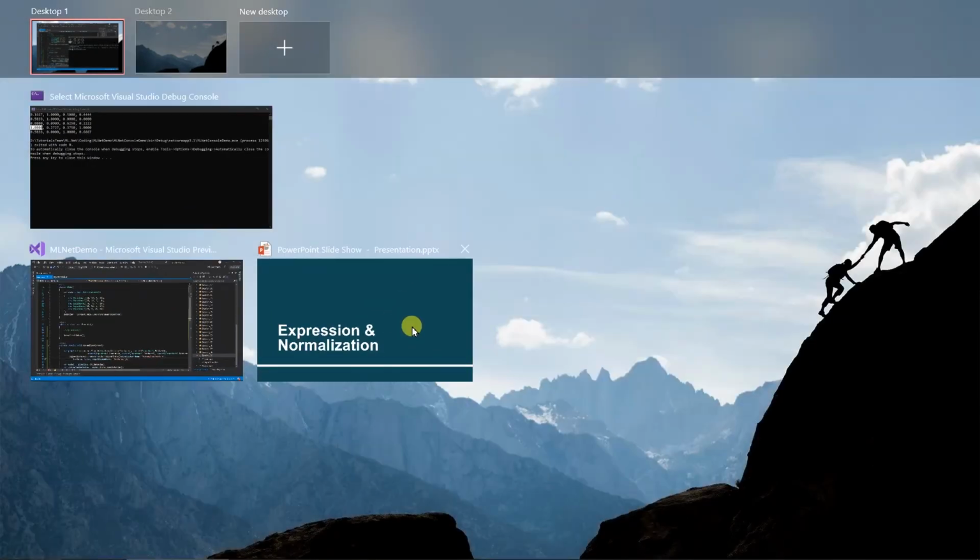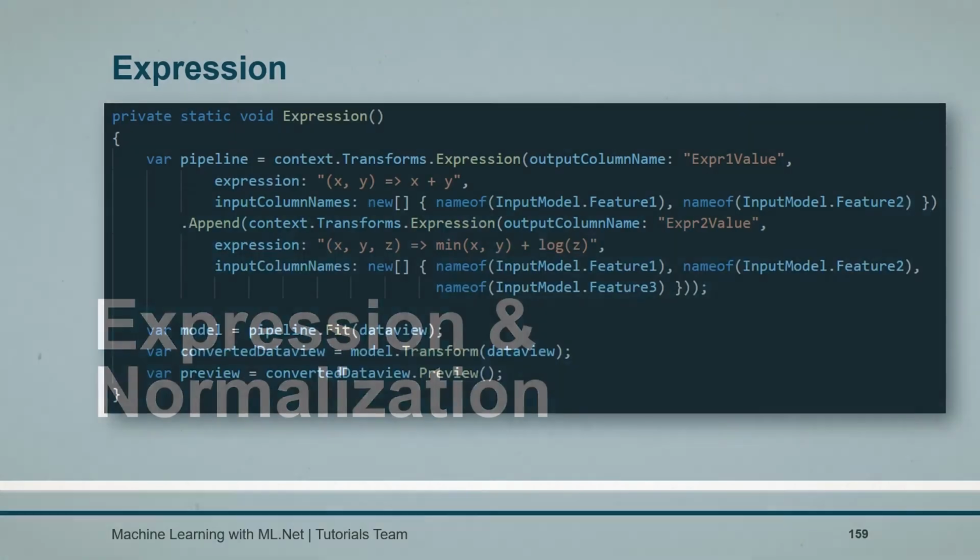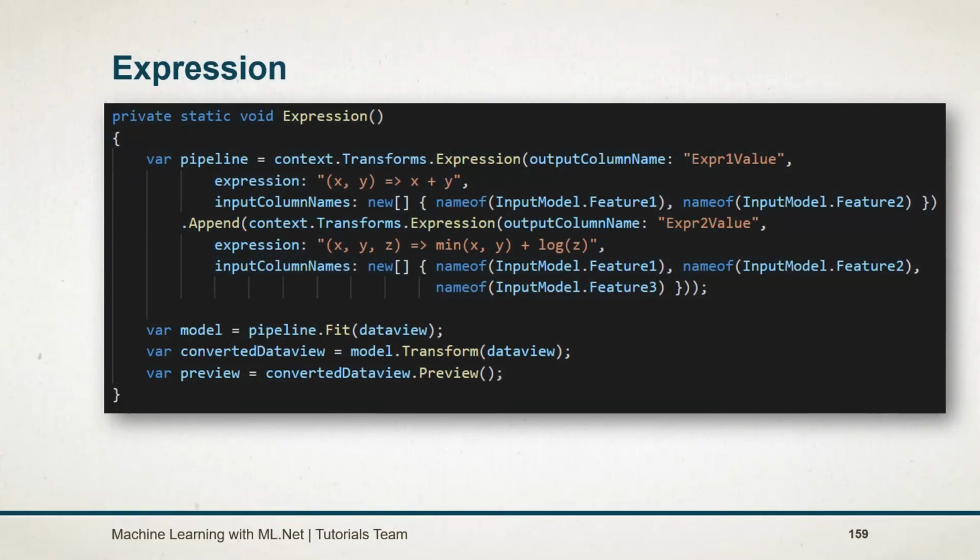Let's see what we have learned in this session. We have learned how we can use the expression method to write the inline expression for calculating the value. In the expression, we can specify the expression as a string, and in the input column, we can specify the columns that we'll use as the input for the expression. Here I have used simple addition, minimum value, and log, but there are lots of methods and operators supported. I have added a link for the official documentation that mentions all of those.